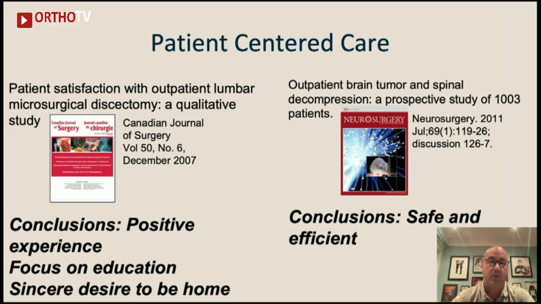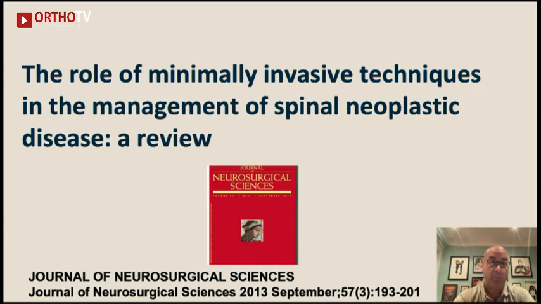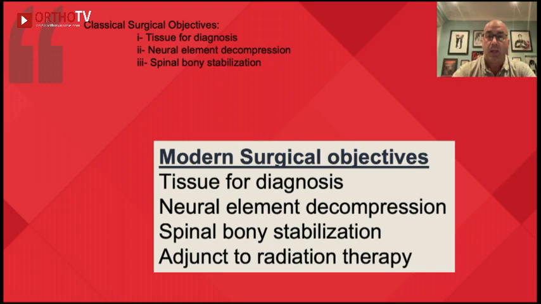And all of this experience has culminated in our ability to extend this to areas such as metastatic spine disease. So, thinking about our classic surgical objectives, when we're talking about metastatic spine cancer, really there's three classical objectives that I would refer to. One of them is getting tissue for diagnosis. The second is neural element decompression, and finally, spinal bony stabilization.